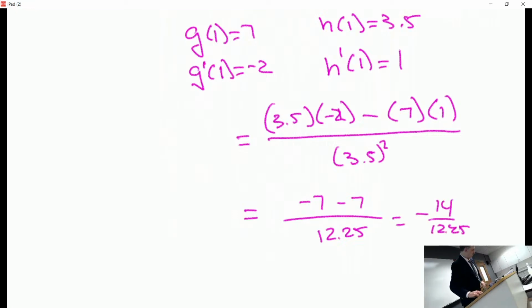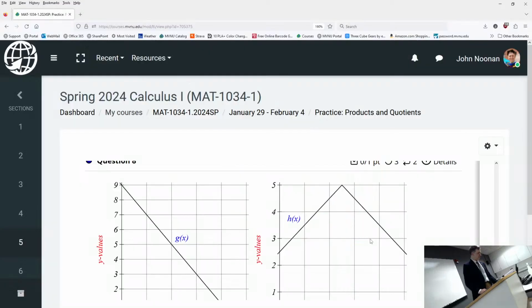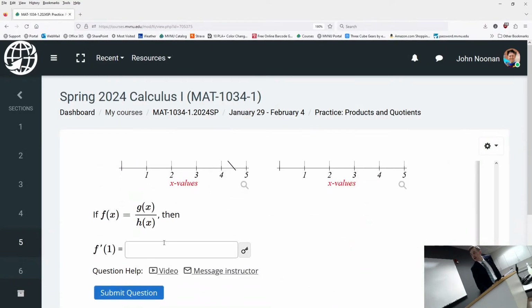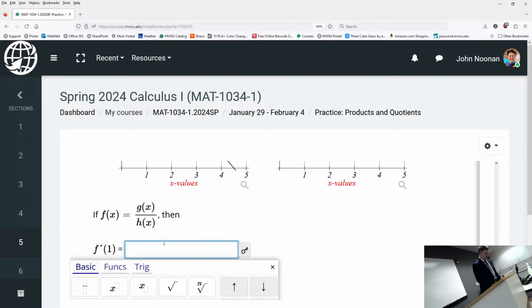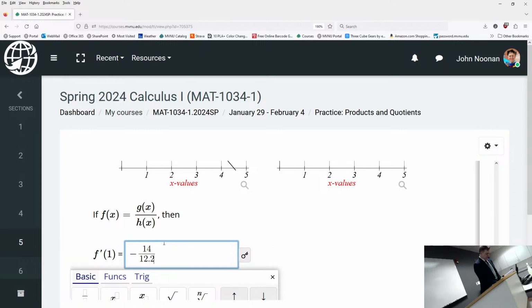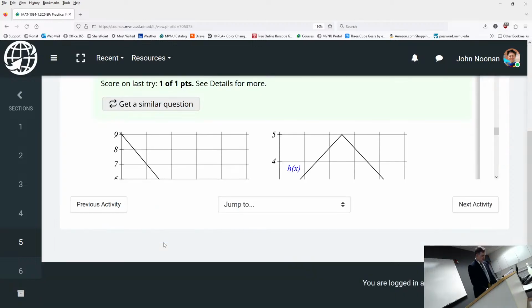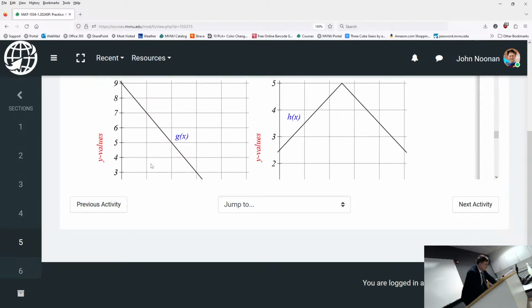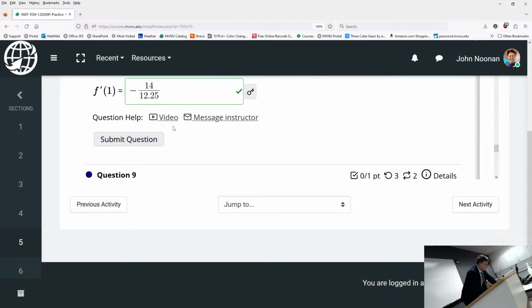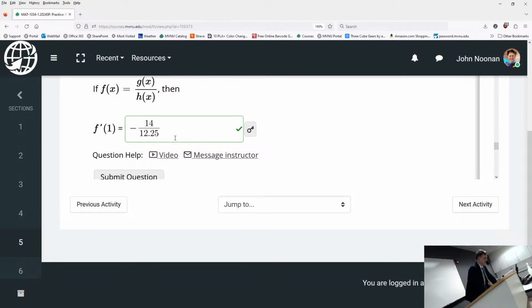I wonder if it likes that. Let's check it out. I'm just going to do this for fun. Okay, so I experiment mainly so you don't have to. Negative 14 divided by 12.25. And we'll see if it likes it. Yeah, it liked it. Okay, so apparently you can type it in like that, even though that's kind of ugly, but it works. All right, there you go. You happy now? Okay, it's good.